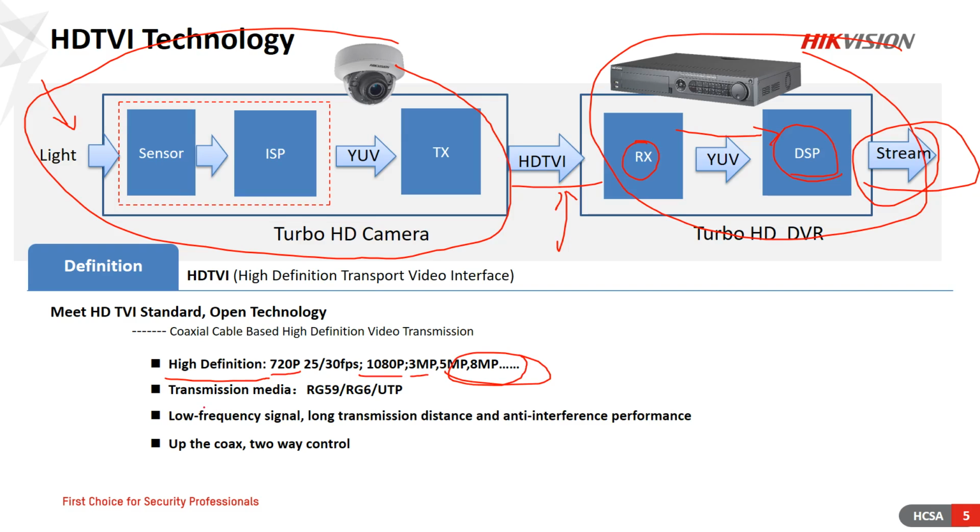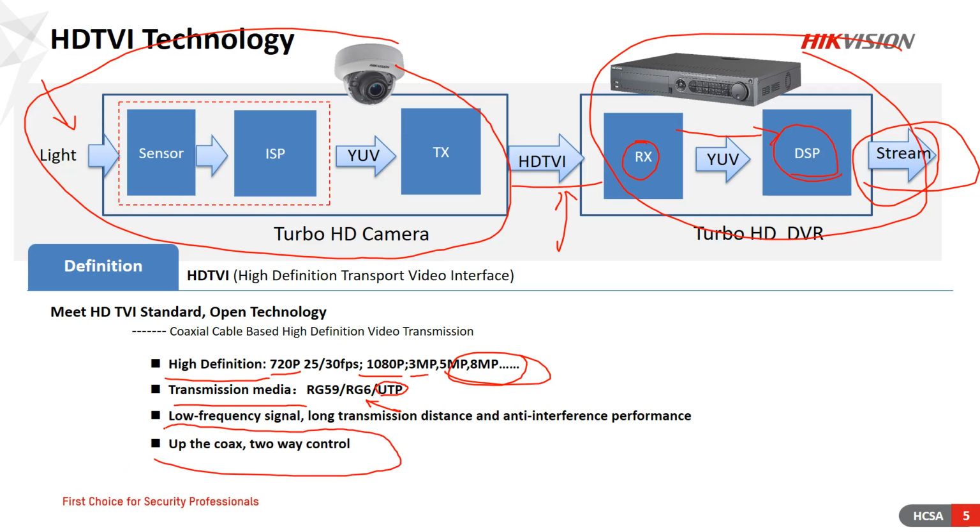And the transmission media will be RG59 or RG6 or even UTP. UTP means the network cable. So the network cable is also going to transmit the analog signal. But we still recommend the middle one, the RG6 coaxial cable, which is the best one. And the third one is the one we mentioned before, because it's going to transmit the low frequency signal, it has a better performance of anti-interference, so that's why it's going to transmit so far.